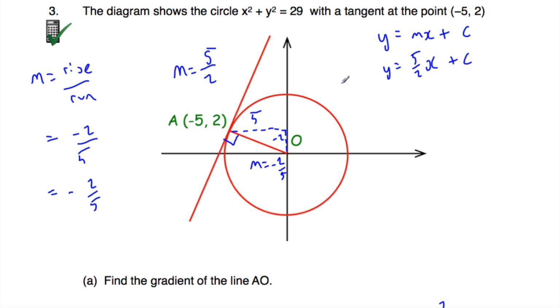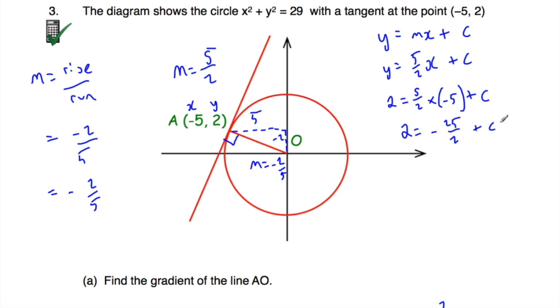Now we want to find out what c is, so we need to find a point on that line. A point that's on that line is the point A, which is -5, 2. So the x-coordinate is -5 and the y-coordinate is 2. We're going to substitute those into this equation to find out what c is. So y, that is 2, is equal to 5 over 2 multiplied by x, which I'm just going to put in brackets, -5, and then we've got our plus c. That's a calculator question, so that's quite nice. On our calculator, 5 over 2 multiplied by -5 gives 2 is equal to -25 over 2, or minus 12.5 if you want to consider decimals, plus c.